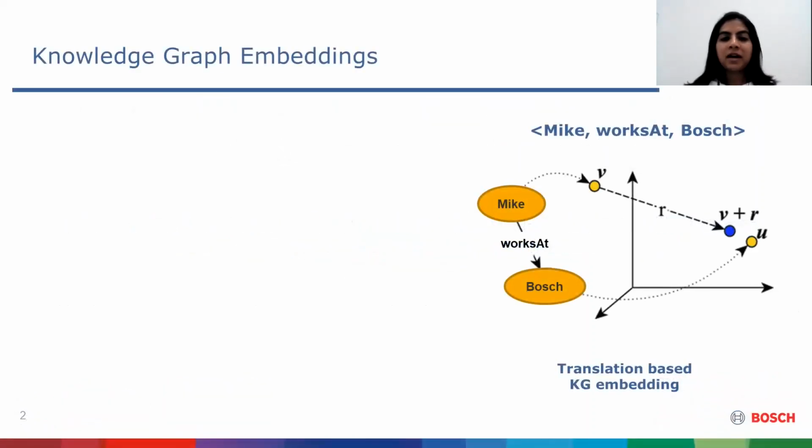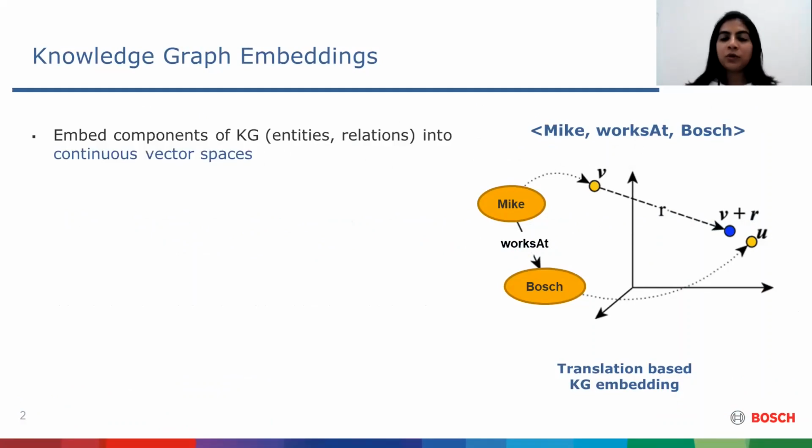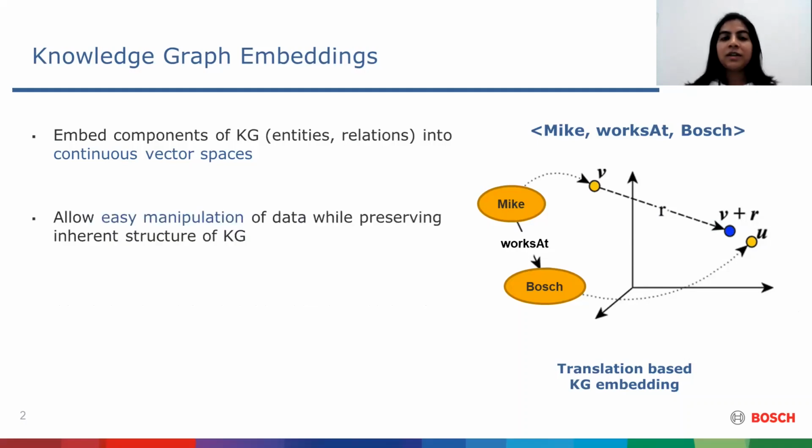Knowledge graph embeddings are aimed at embedding the components of the knowledge graph, that is, entities and relations, into continuous vector spaces. This way, we can have easy manipulation of knowledge graph data, while at the same time preserving the inherent structure of the knowledge graph. This enables us to capture the interactions between the different entities of the knowledge graph. So for example, on the right-hand side, we have a translation-based KG embedding, where we can see that the vectors for these entities are close together in the continuous vector space.